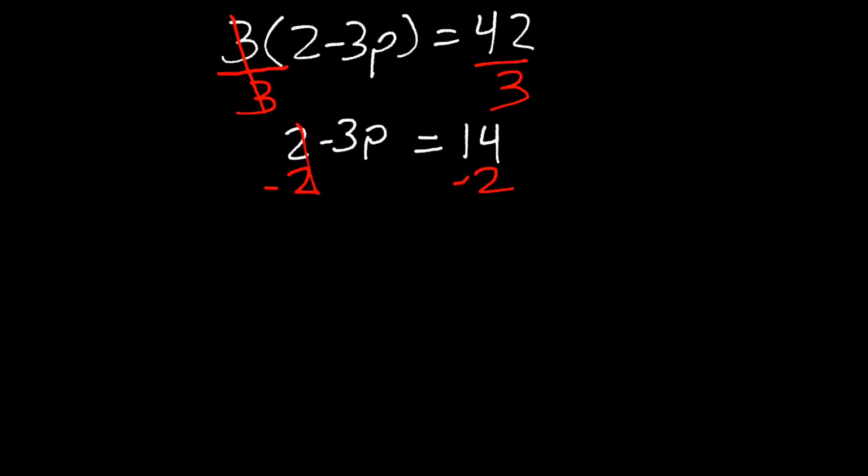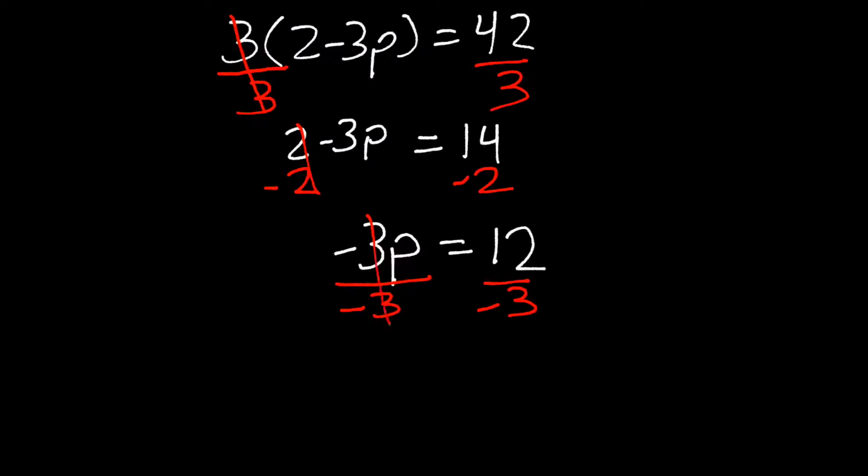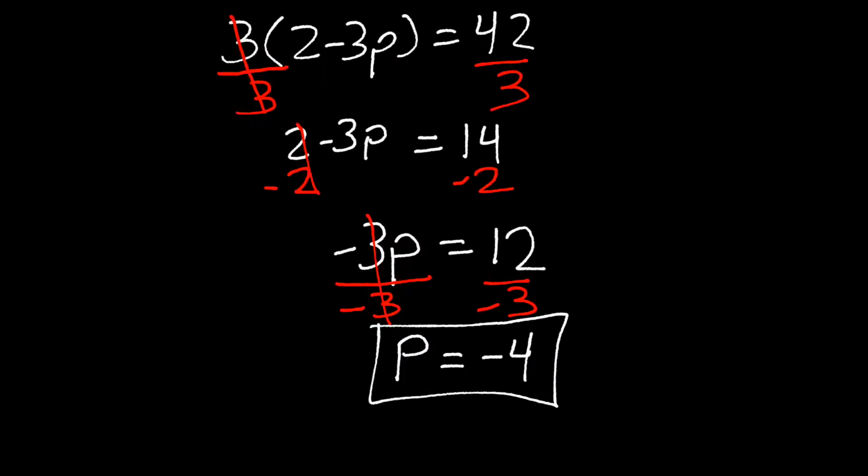That's going to give me a negative 3p left equals 12. And then finally, to get p all by itself, we need to separate it from the negative 3 that you're multiplying it by. So we will divide by a negative 3. Negative 3 divided by negative 3 is 1, which leaves us with 1p equals negative 4. And that's our answer. P is negative 4.